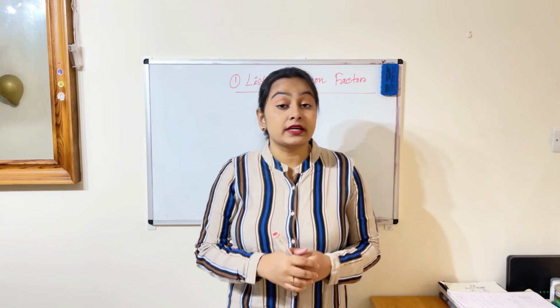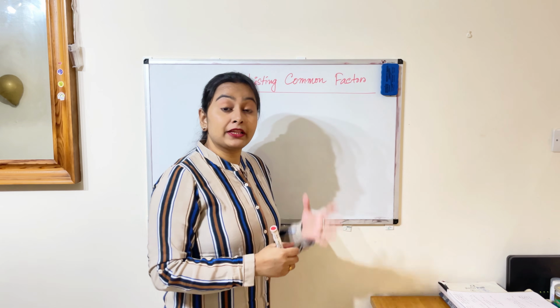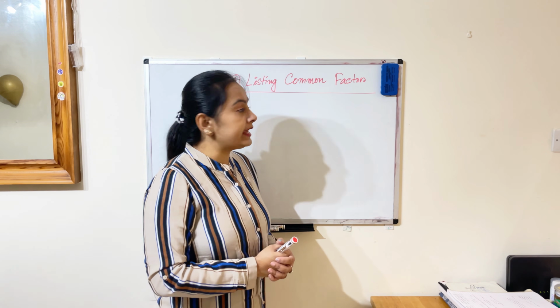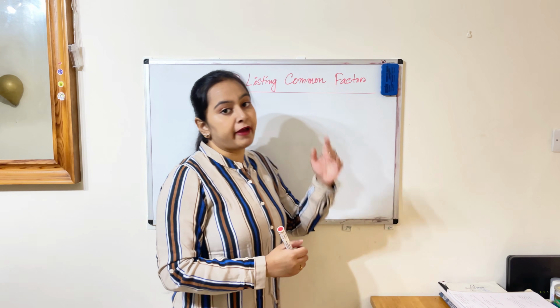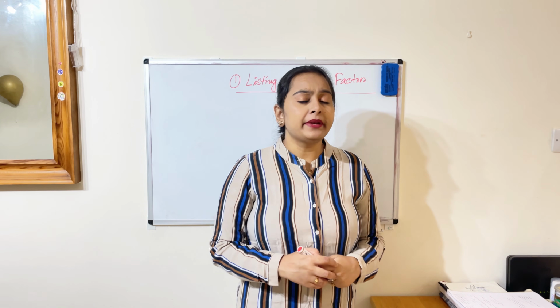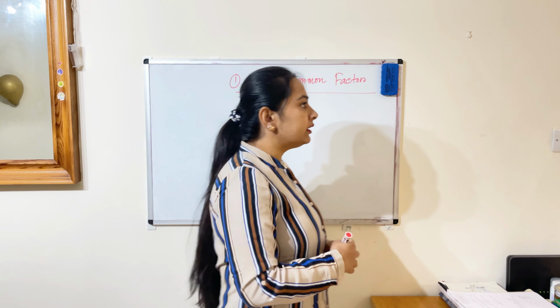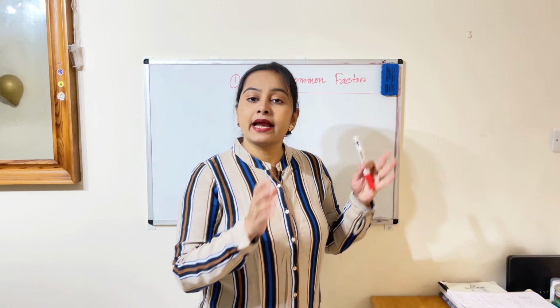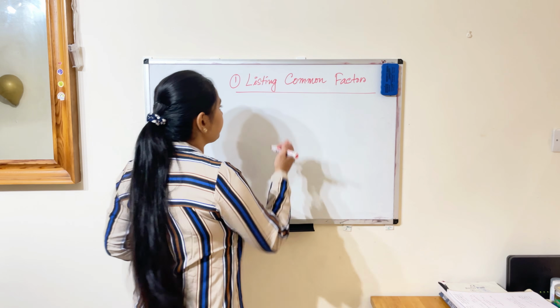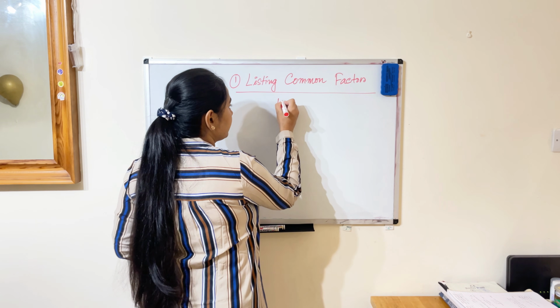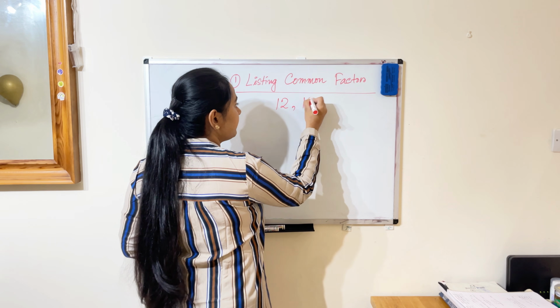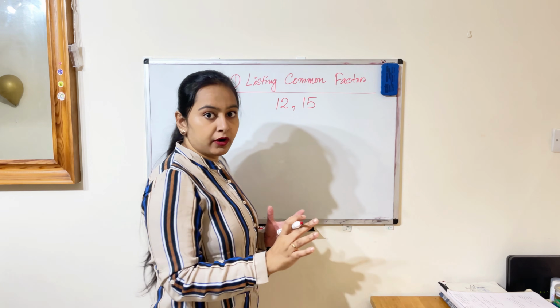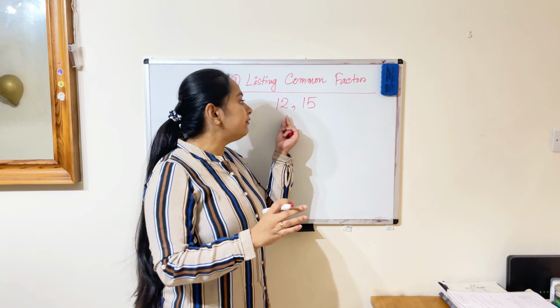We start our discussion with the first method to find the HCF, that is the listing common factor method. Right? So I am taking one example that will make it easy for you to understand this method. I am taking two numbers, 12 and 15. We'll find the HCF of 12 and 15.